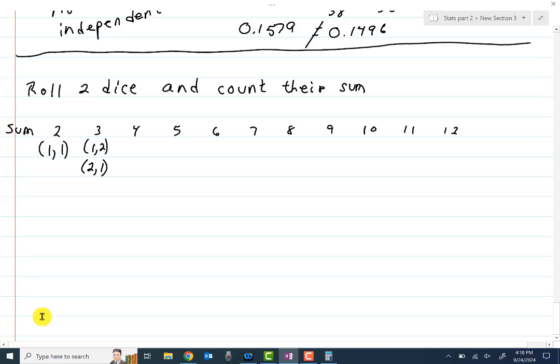Rolling them at the same time is no different than rolling one and then rolling a second one and seeing what comes up. So for the 4s, I'll start with (1,3), (2,2), (3,1). I'm trying to count these in a very specific way so that you can start doing your own thing shortly.